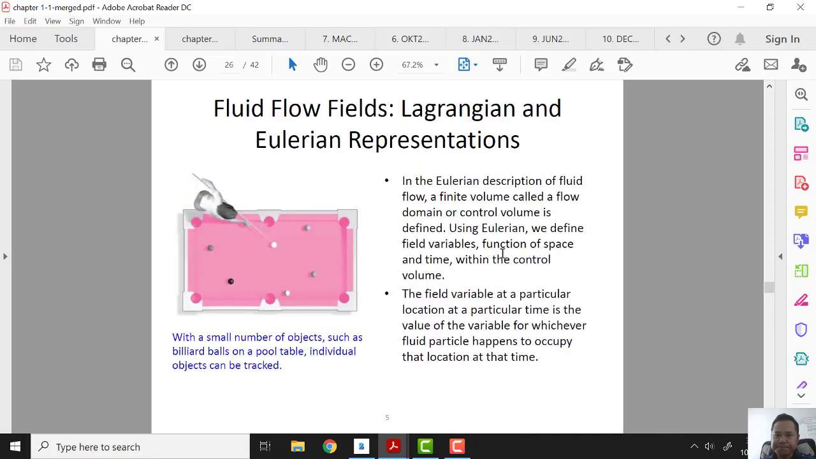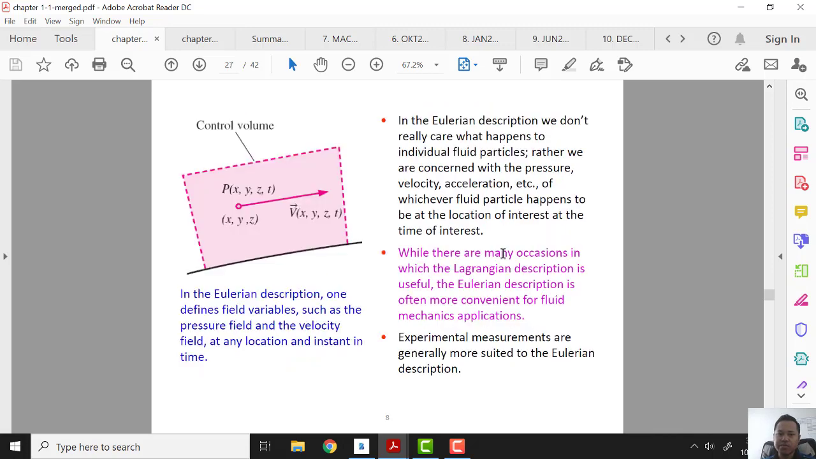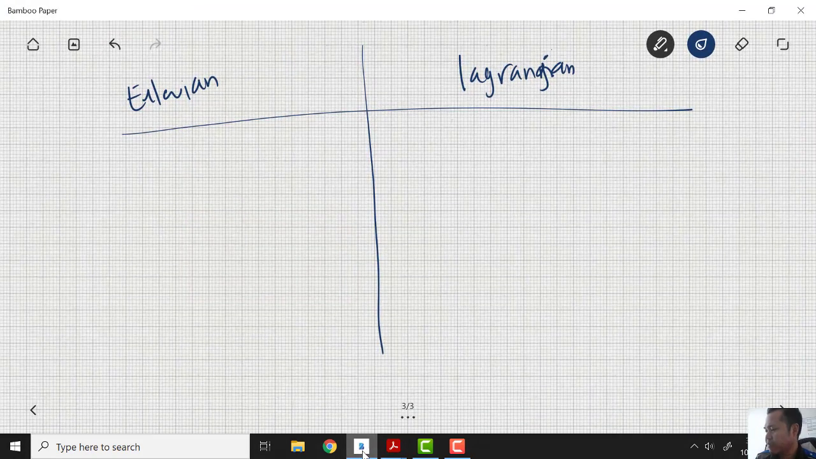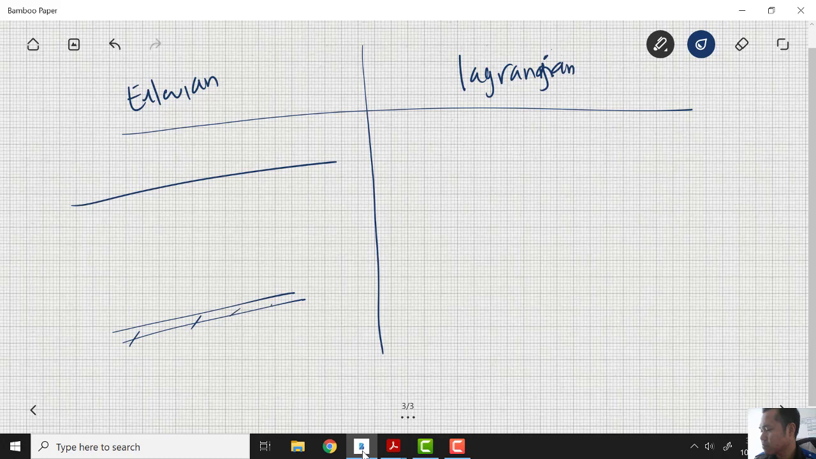To put it simply, what is Eulerian and Lagrangian? For example, we have a pipe. In this pipe, we have water. We want to study the fluid properties of the water in this pipe, which is made up of water molecules.